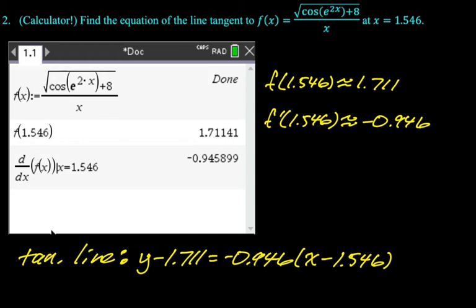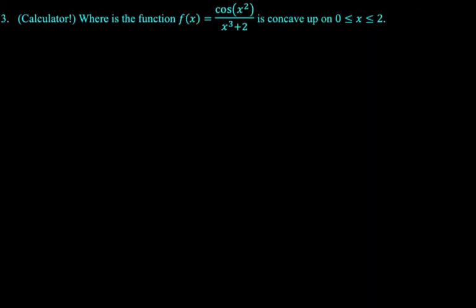Let's look at one more problem. Where is the function cosine of x squared over x cubed plus 2 concave up on 0 to 2 inclusive? So I'm going to graph the second derivative.